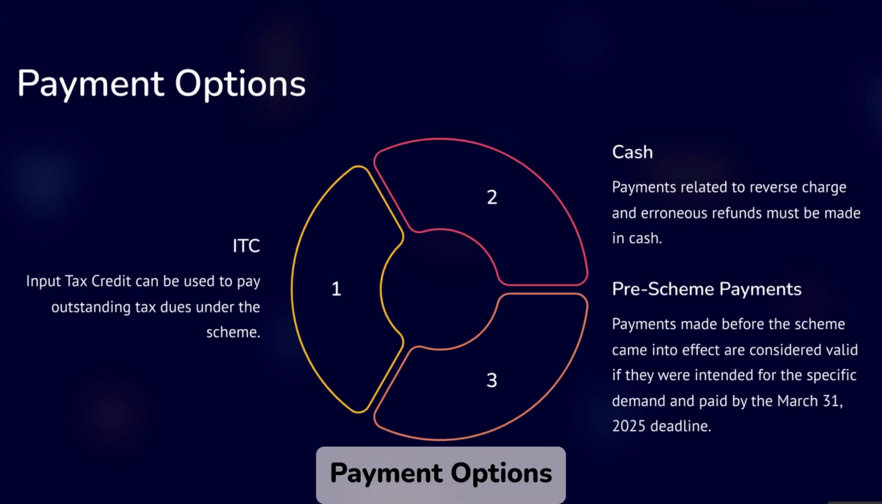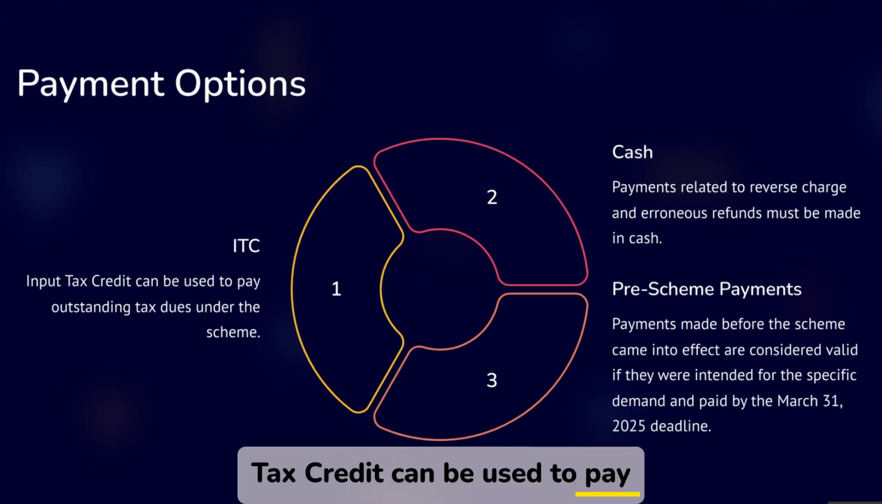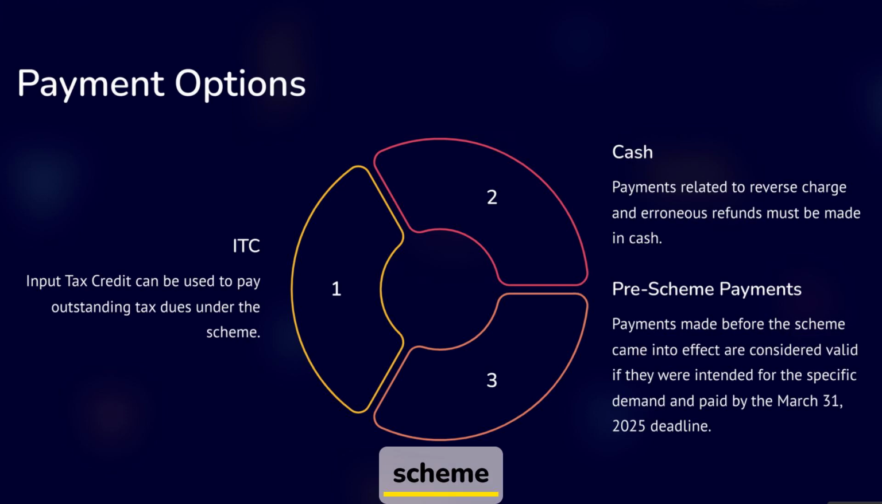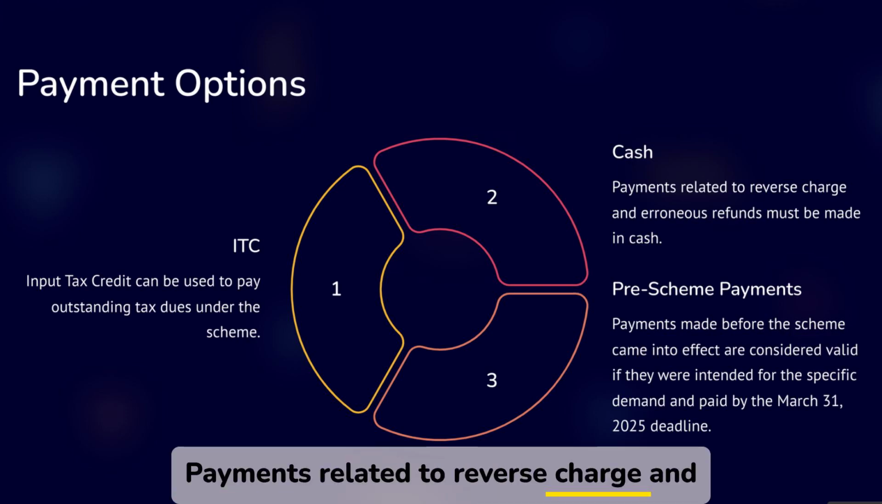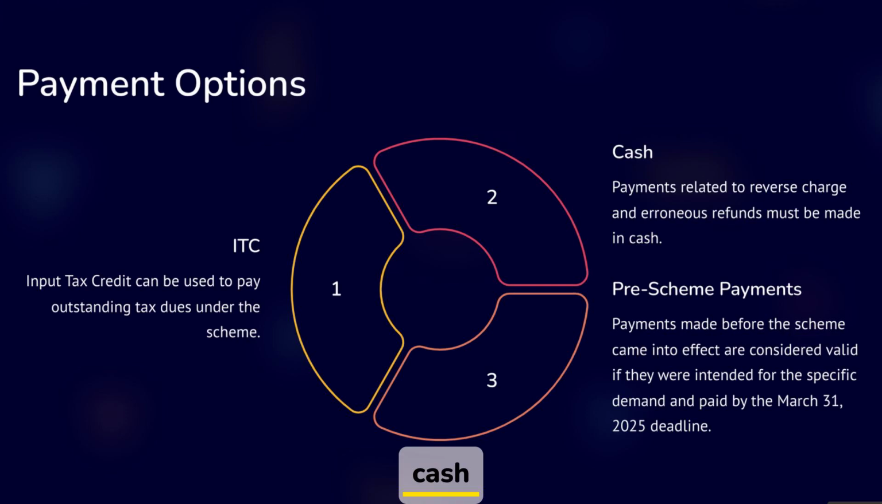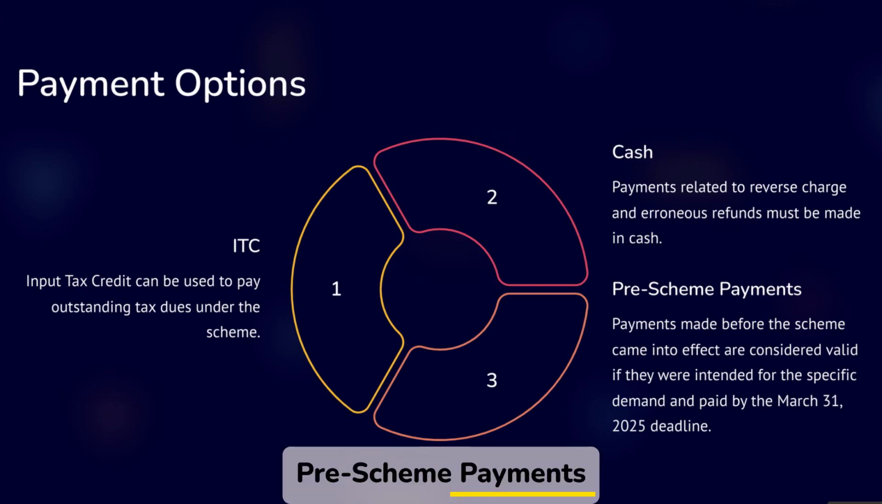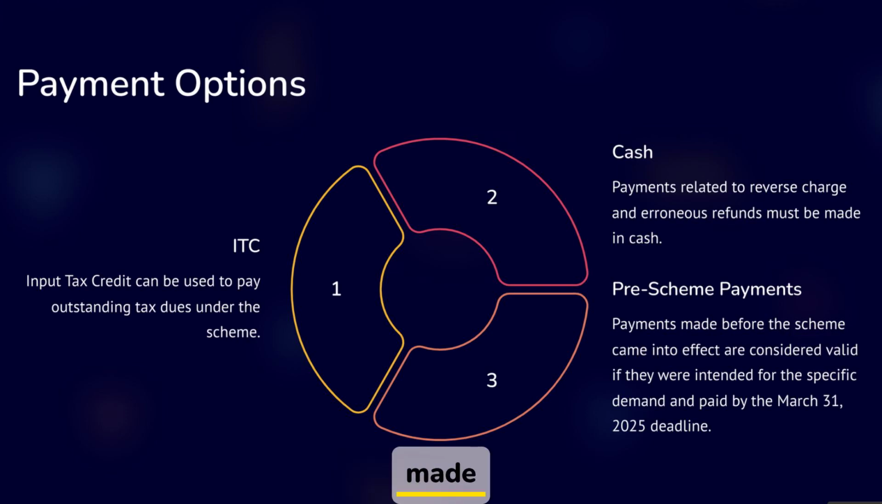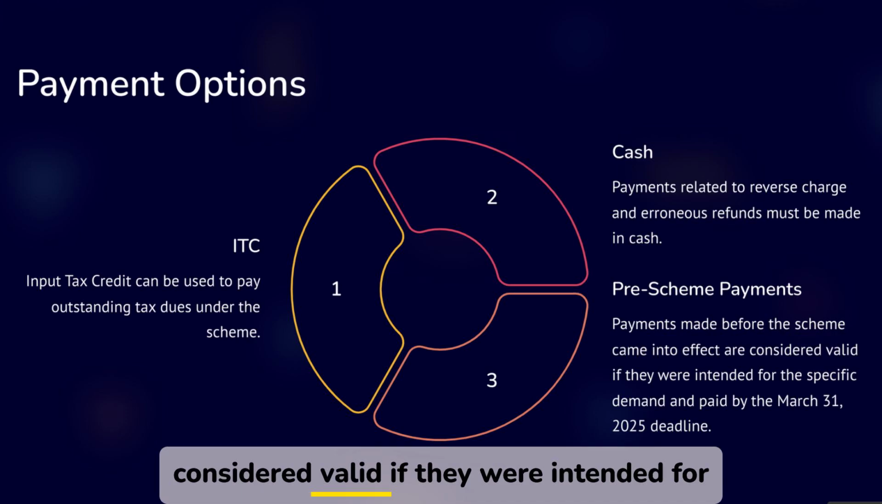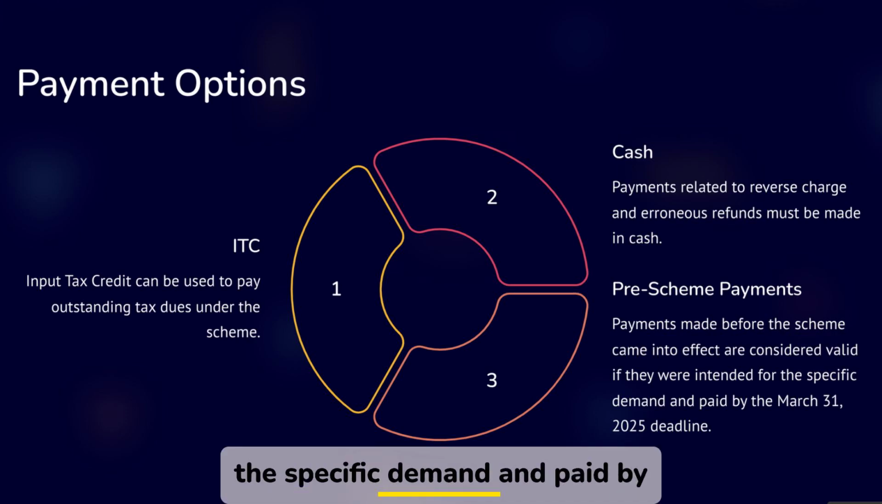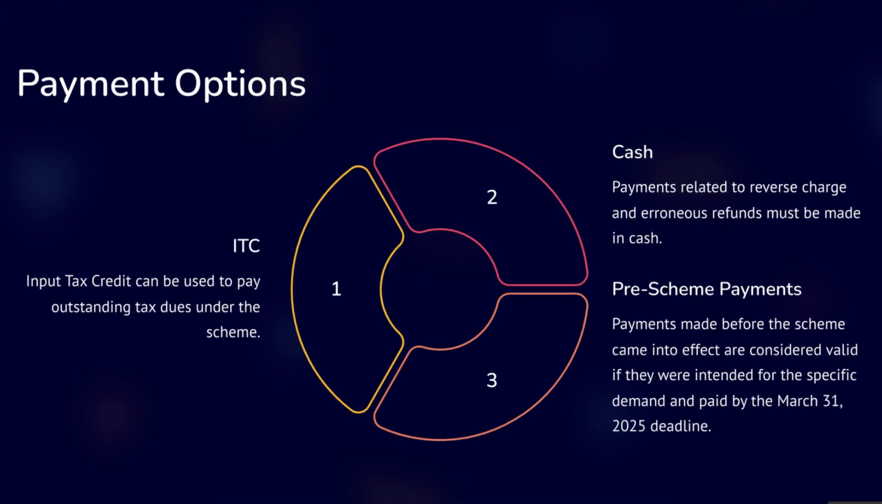Payment options. ITC. Input tax credit can be used to pay outstanding tax dues under the scheme. Cash. Payments related to reverse charge and erroneous refunds must be made in cash. Pre-scheme payments. Payments made before the scheme came into effect are considered valid if they were intended for the specific demand and paid by the 31st March 2025 deadline.